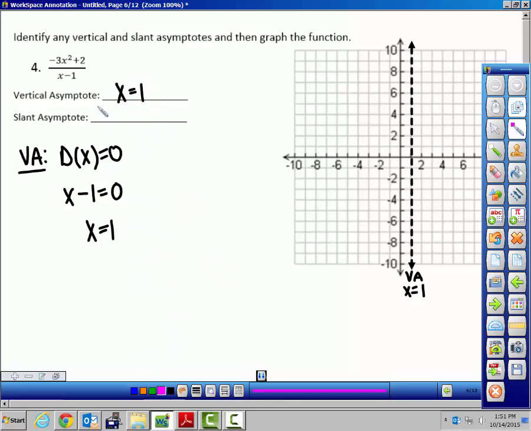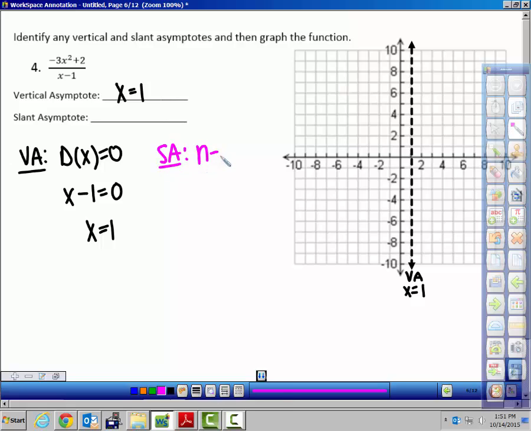Now your slant asymptote, you only have a slant asymptote if n minus m is equal to 1. So the n value is 2, and the m value, the degree of the denominator, is 1. 2 minus 1 definitely does equal 1, so we do have a slant asymptote, and you use long or synthetic division to find that. Most of you probably prefer synthetic, so I'll do that. Just be careful when you're listing your coefficients, there's no x term, so you need a 0 placeholder.